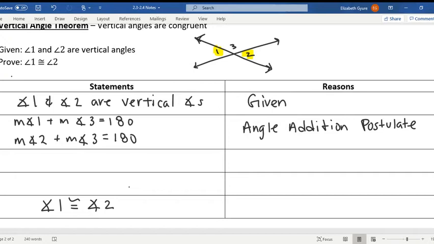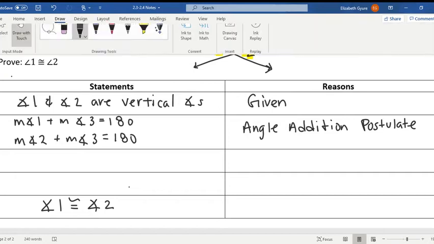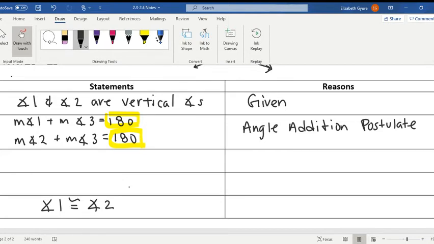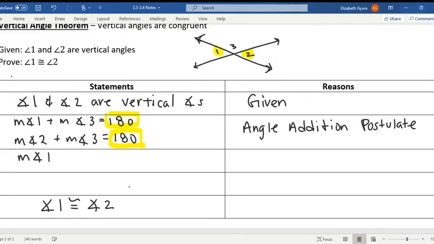And then with this, we can now see that both sets of angles are equal to 180. Right? If they're both equal to 180, we can go ahead and say they are congruent, or I'm sorry, equal to each other. So we're going to say that the measure of angle 1 plus the measure of angle 3 equals the measure of angle 2 plus the measure of angle 3. Now your book calls this substitution. I would 100% accept substitution because you're replacing one with the other.